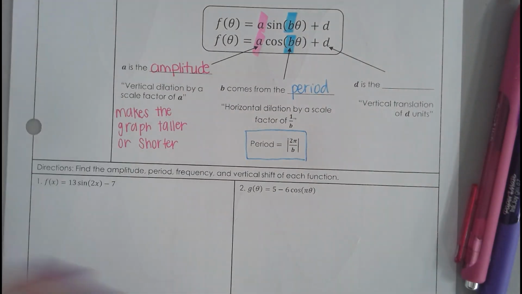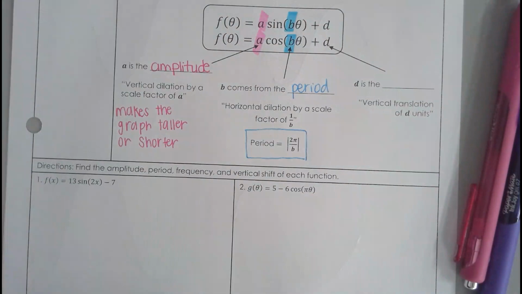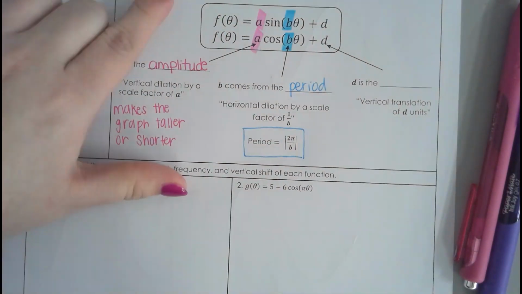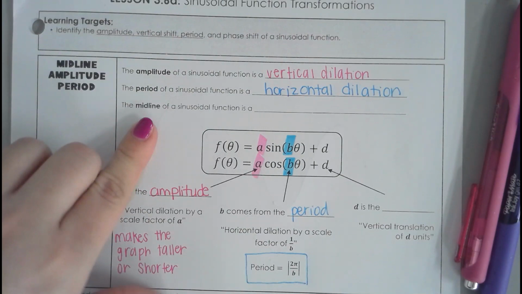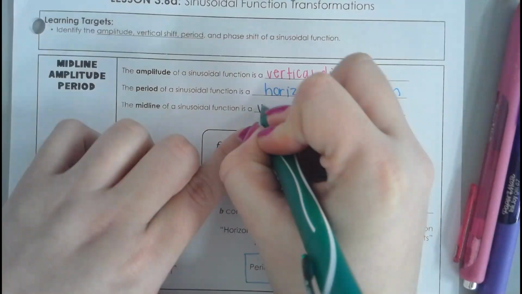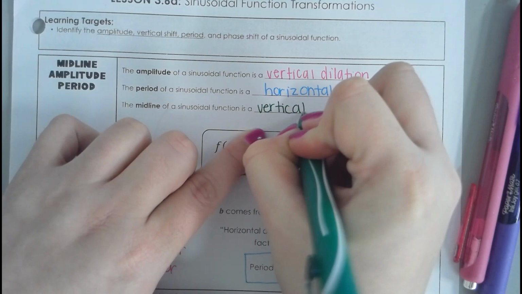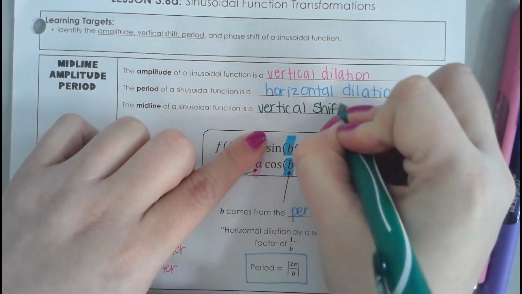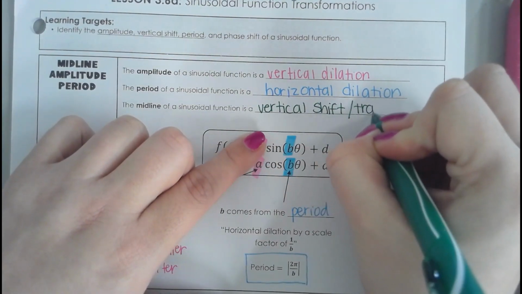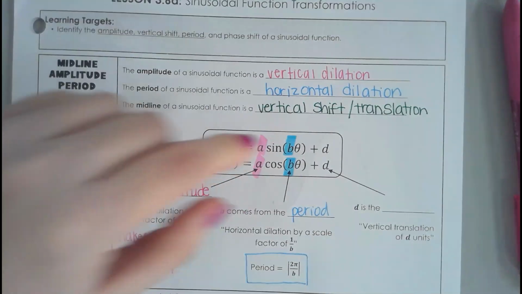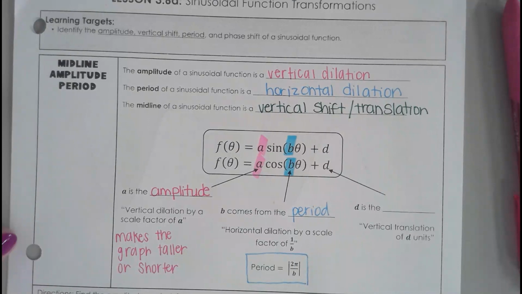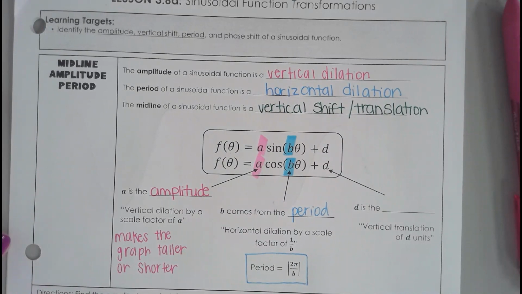And this last number gives us our midline. The midline. Sometimes we'll see the word shift or a vertical translation. Basically, it moves it up or down. The midline.